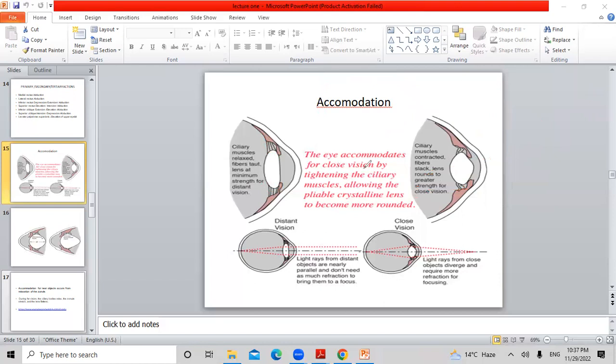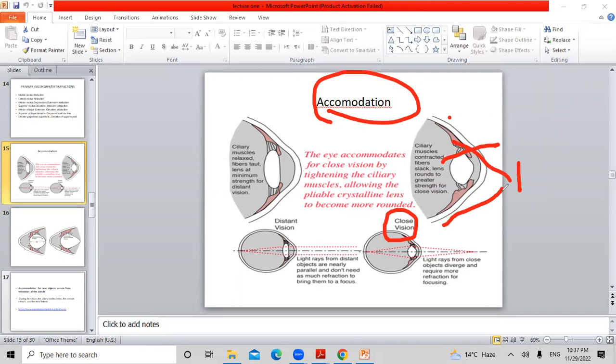The eye accommodates for close vision by tightening the ciliary muscle, allowing the crystalline lens to become more rounded and more toward myopic shift. So for close vision, whenever there is a near object, the eye will accommodate. And this accommodation is always associated with convergence. The eye becomes more convergent. And with accommodation and convergence, when you look at a near object, miosis also occurs to make it more clear. So this is what we call the near triad.